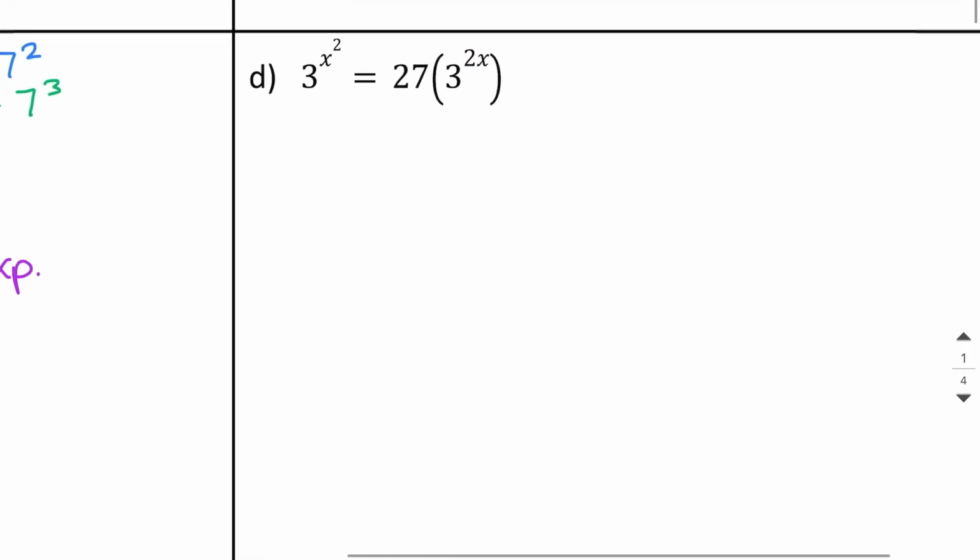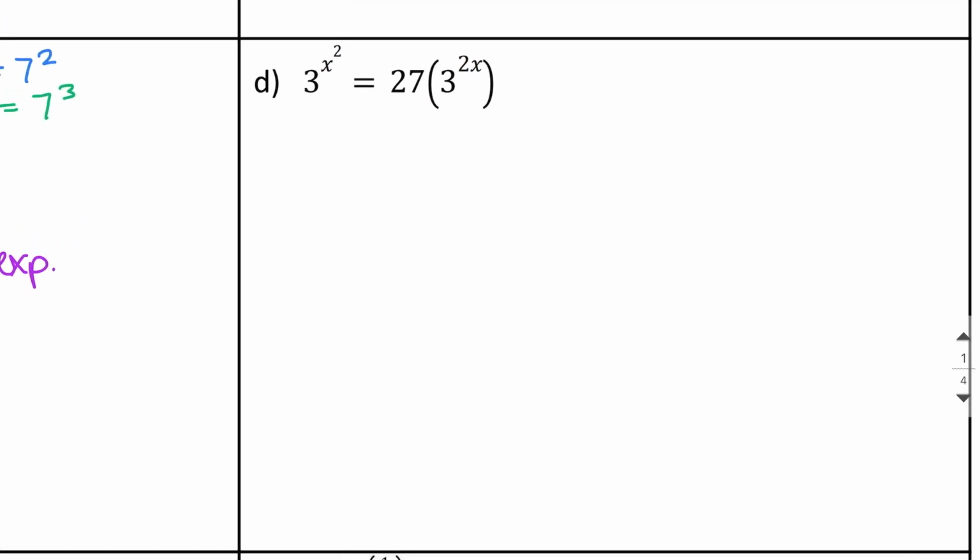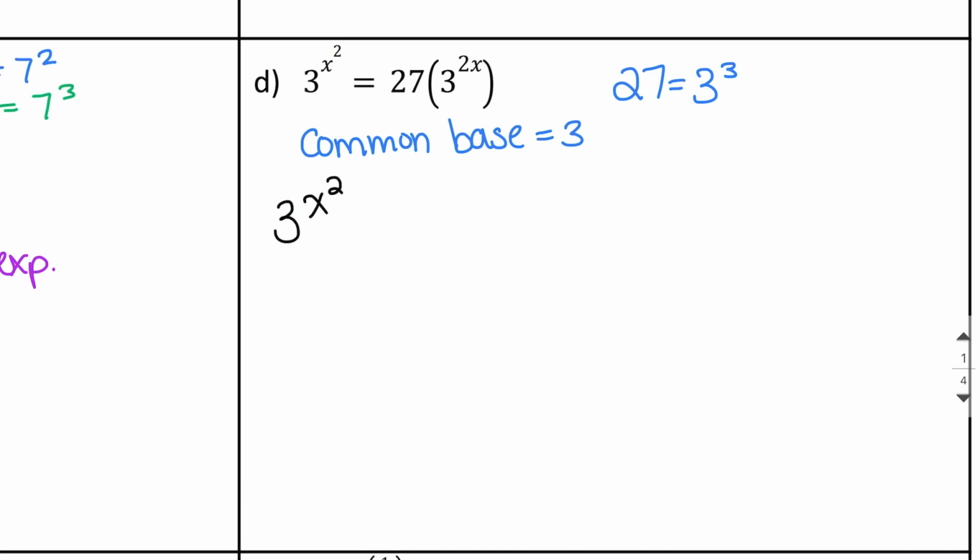All right, we're going to want to do the same thing over here. Our common base is going to be 3, because 3, I can't break this down any further. But 27 is 3 to the power of 3. So we're going to rewrite each one of these with that common base. I don't have to change this first term, but I'm now going to write 27 as 3 to the power of 3, and then I'm going to multiply that by 3 to the power of 2x.